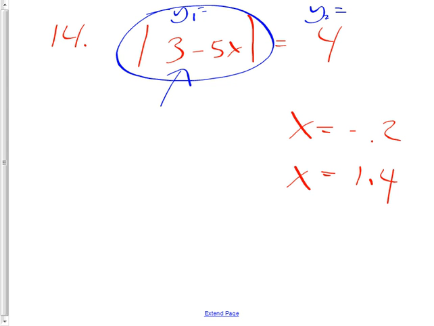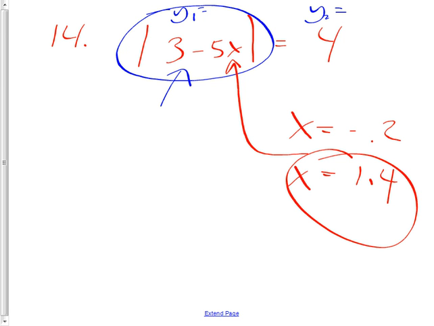And the point is that if I put these numbers into the equation, it would work. If I put 1.4 right there, the answer would work. It would come out to equal 4. And if I put negative 0.2 right here, it would also come out to equal 4. Those are my two answers. They're the solutions. They're also known as the roots. They're also known as the zeros.